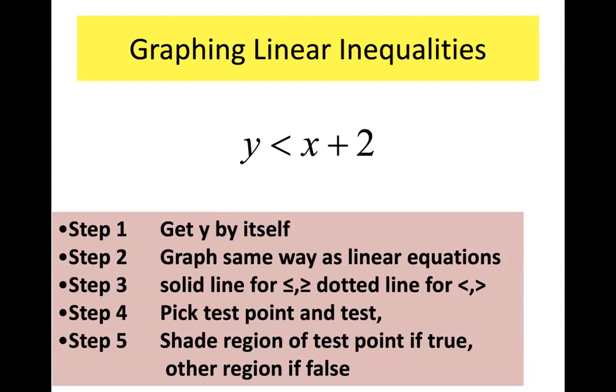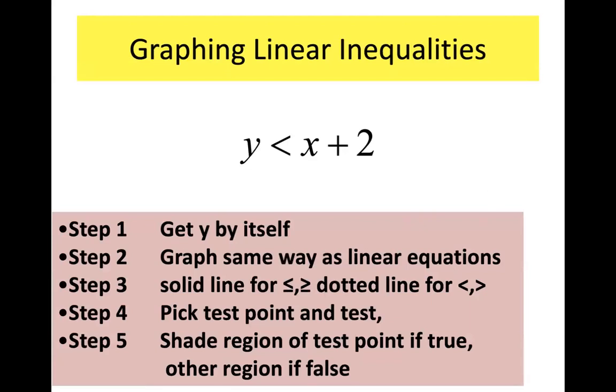Step number 2, you're going to graph the inequality exactly the same way you graph a linear equation. You're going to use the slope and the y-intercept. Step number 3 is you're not going to connect the dots in the normal way. You're either going to put a solid line or a dashed line, just like an open and closed circle before. A solid line if there's a line underneath the greater than or equal to symbol, and a dashed line if you're missing that.